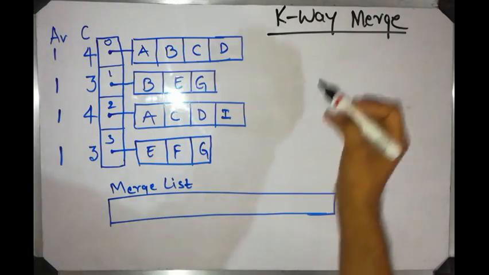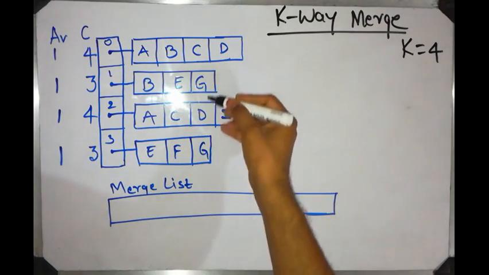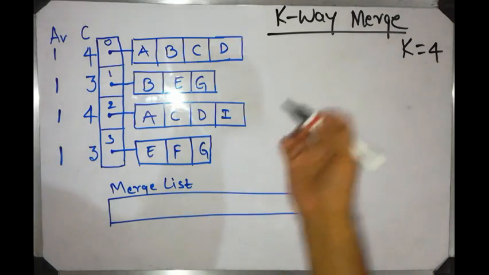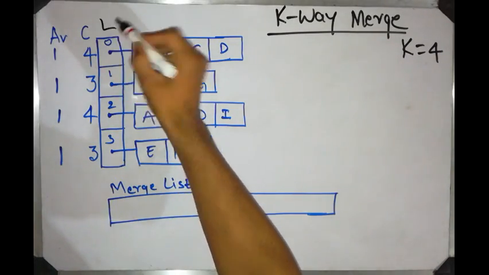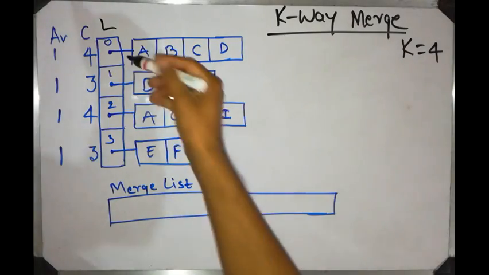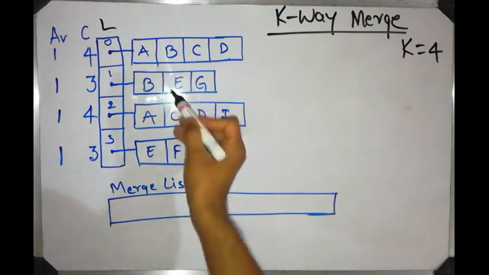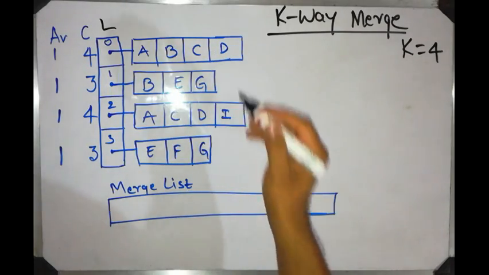Now here in K-way merge, we consider K equal to 4 and we have 4 different lists of names that are currently sorted. So this is a list of lists. So we have a list of names, okay, and that are sorted. For simplicity's sake, we'll just consider the first letter of the name.